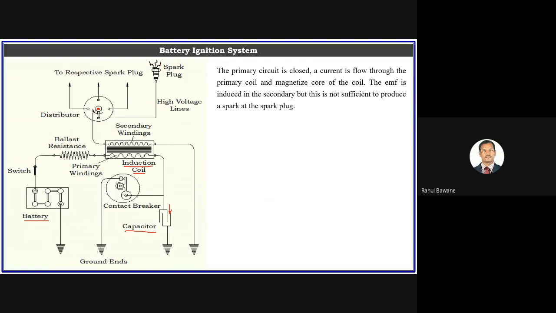The higher the rate of generation of magnetic field, the higher the EMF induced in the secondary. But as we know, the rate of generation of magnetic field is not that high. So even though an EMF is induced in the secondary, it is not sufficient to produce a spark. So a spark will not be produced by that much voltage.